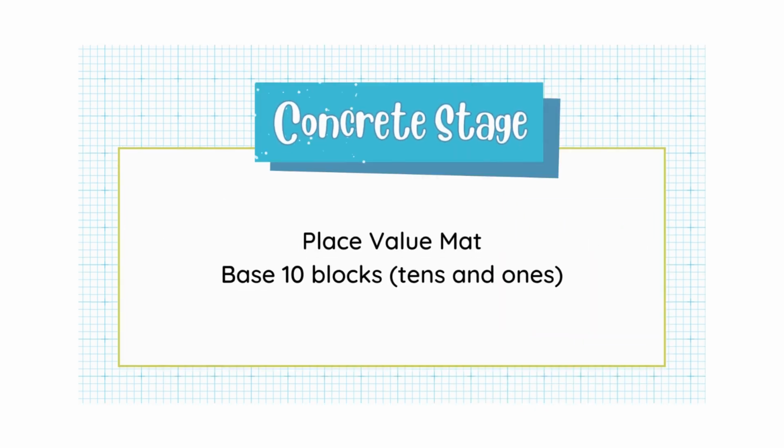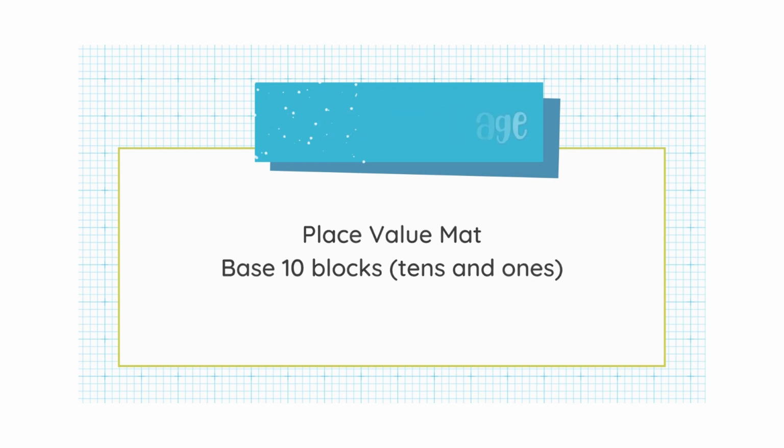For the concrete stage, students will need a place value mat and base 10 blocks. Place value mats provide students with a physical and visual representation of numbers. Base 10 blocks are physical objects that students can hold and move around. This tangible representation helps students build a concrete understanding of the place value system where each digit's position affects its value.